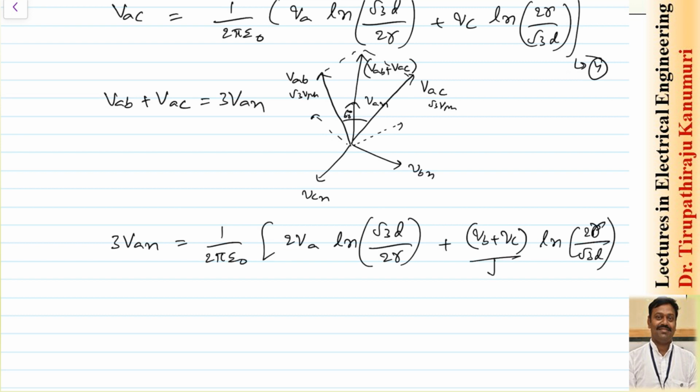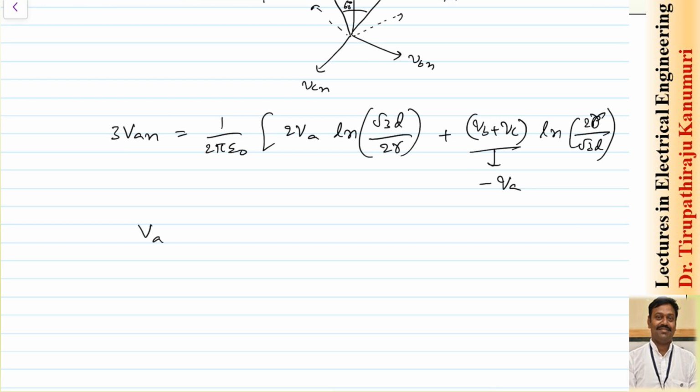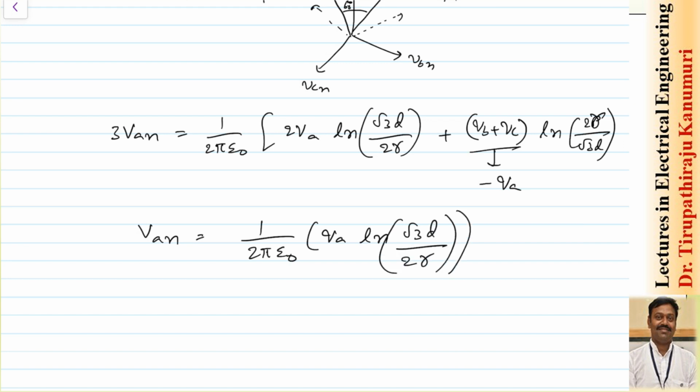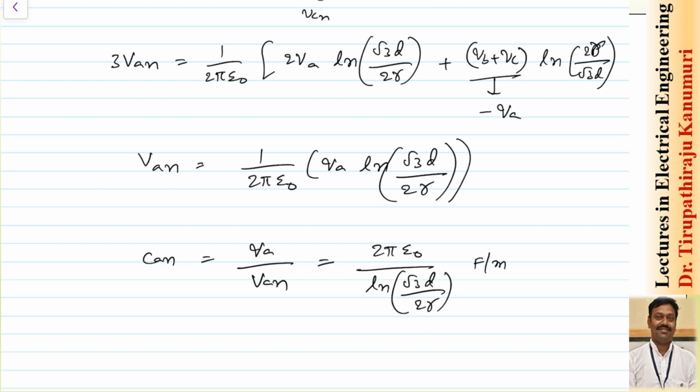So we know the total sum of the charges will be equal to 0. So I can write QB plus QC as minus QA, right? So from this I can tell that VAN, because on both sides 3 will cancel, will become 1 by 2 pi epsilon naught into QA into ln of root 3D divided by 2 times of R. This is what we get. So from this I can calculate my CAN. CAN will be equal to QA divided by VAN. This will be equal to 2 pi epsilon by ln of root 3 times of D divided by 2R. This is farads per meter.